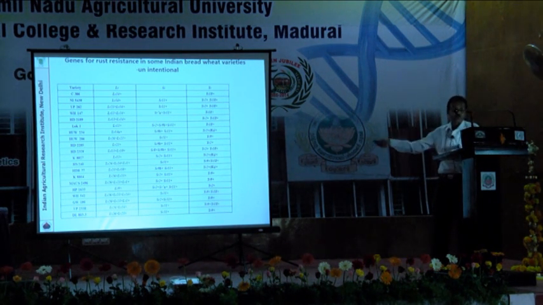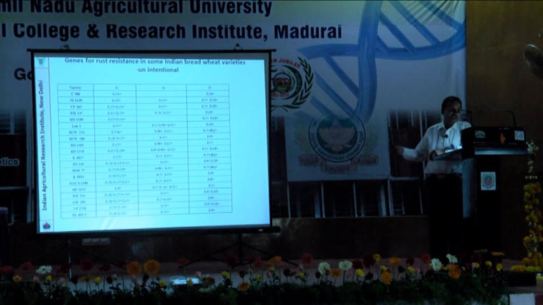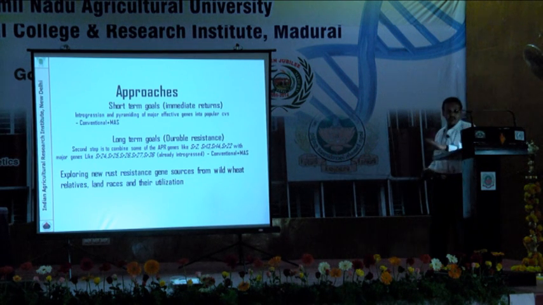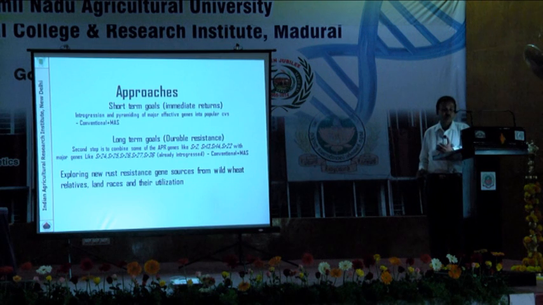After that, later on, we were able to understand the genetic basis of resistance in wheat. These are the number of genes that were floating across the varieties released earlier. But now we have different approaches. There are two approaches. One is the short-term, near-term goal. The other one is the long-term goal.